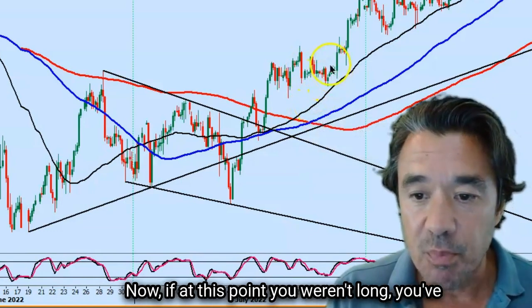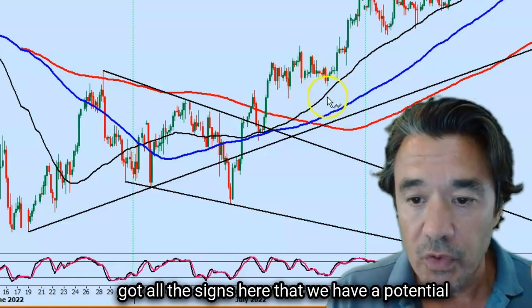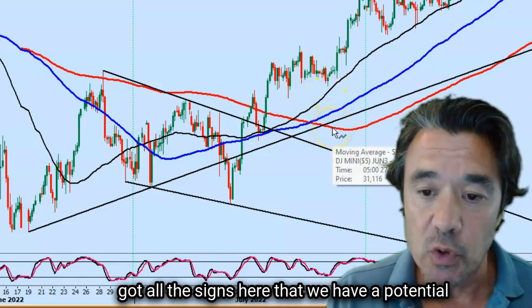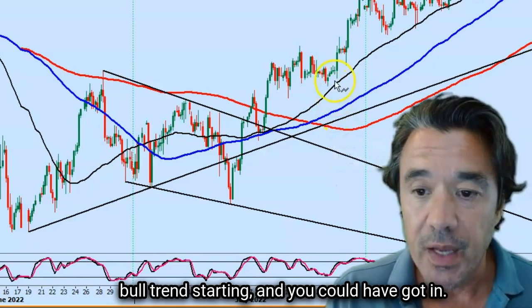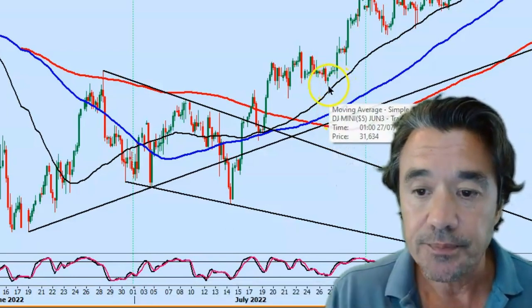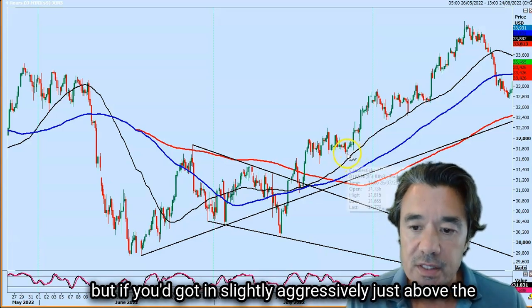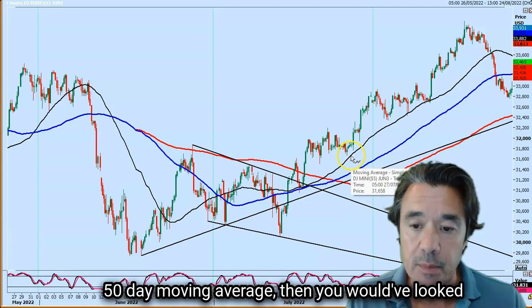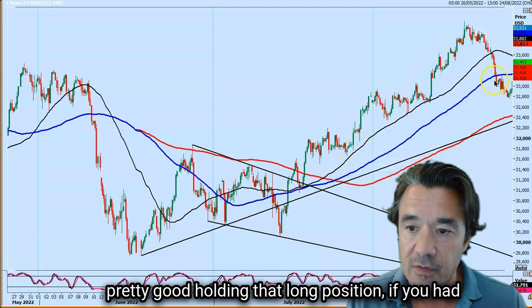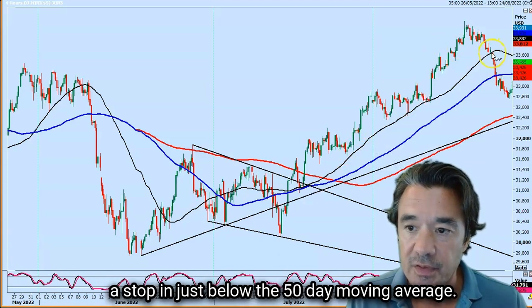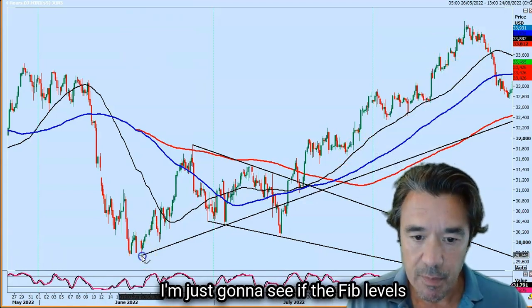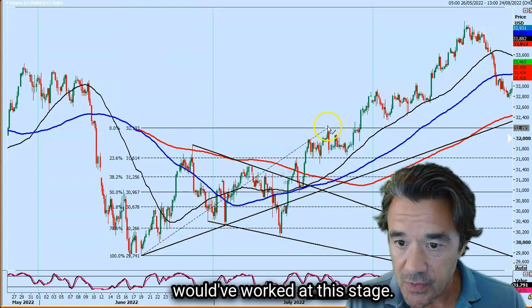Now, if at this point you weren't long, you've got all the signs here that we have a potential bull trend starting, and you could have got in. We didn't quite touch the 50-day moving average, but if you got in slightly aggressively just above the 50-day moving average, then you would have looked pretty good holding that long position if you had a stop in just below the 50-day moving average. I'm just going to see if the fib levels would have worked at this stage.